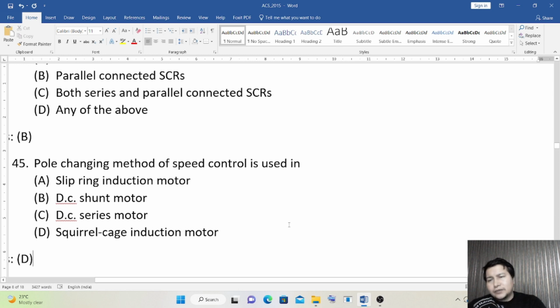Question 45. Pole changing method of speed control is used in slip ring induction motor, DC shunt motor, DC series motor, squirrel cage induction motor. Everyone knows option D is the correct answer.